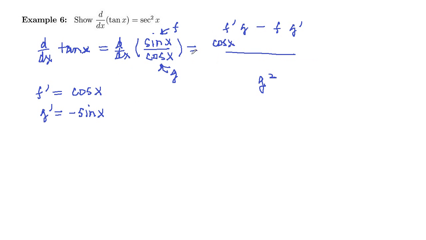times our g, which is also cosine x, minus f, which is sine x, times g prime, which is negative sine x. And then divide by g squared. G is cosine x, so we're dividing by cosine squared. And then cosine times cosine, that's cosine squared.